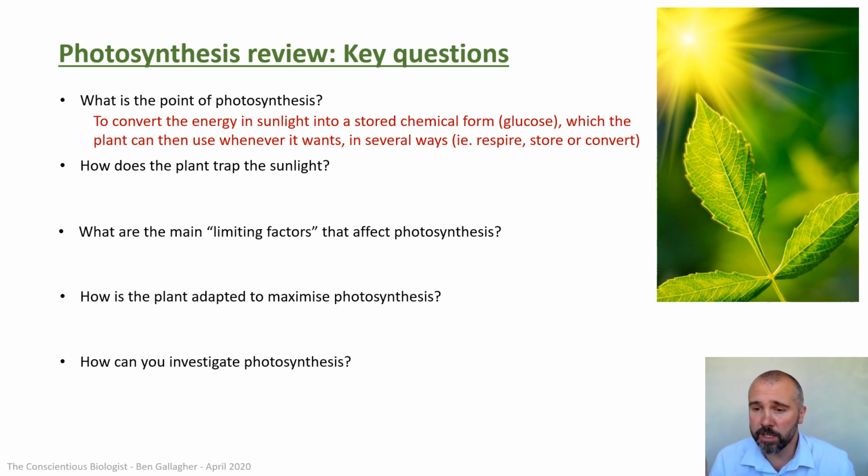Now, the most obvious way that a plant will use that glucose is to respire it to get the energy back out. All living things need to do respiration. But there's 2 other main ways that plants can use glucose. One is that they can store it. It can polymerize the glucose molecules and create starch, most of which gets stored in the roots of the plants.